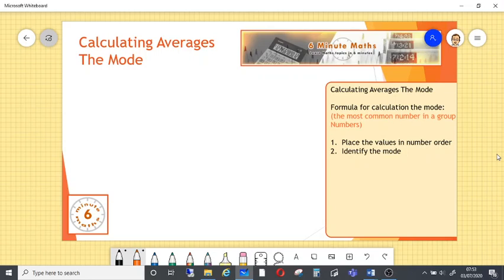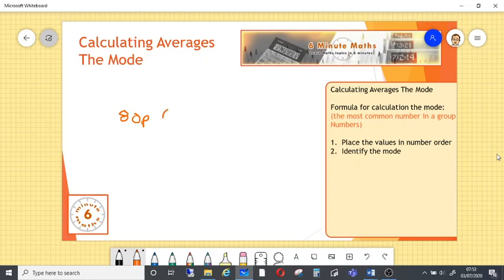The mode is the most common number in a group of numbers. And there's a rule we have to do when we're working out the mode. The first thing to do is to place the values in number order, and then we can identify what the modal value is. So let's just say I went into a couple of shops and I priced up the cans of Coke in shops. So the first shop I went to, it was 80p.